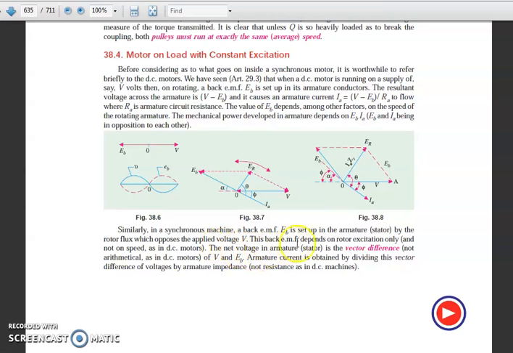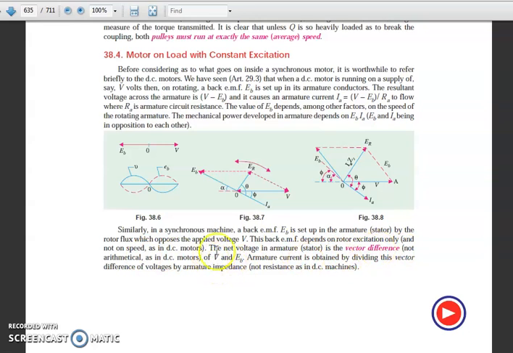This back EMF depends on the rotor excitation only. In a DC motor, back EMF depends on the speed, but for this synchronous motor the back EMF depends only on the rotor excitation. The net voltage available in the armature is the vector difference of V and Eb, not the arithmetic difference.